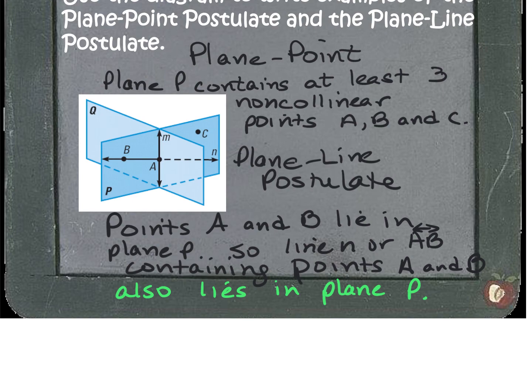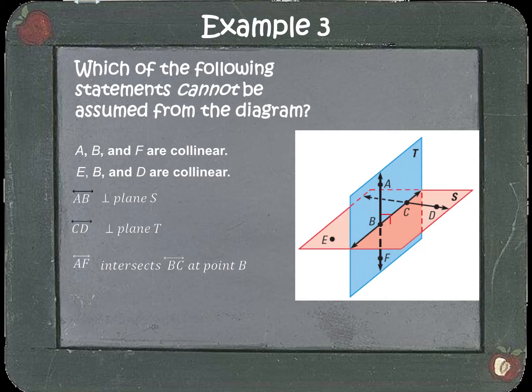All right, let's keep going. Next one says, which of the following statements cannot be assumed from the diagram? So for this one, it says, the first statement, A, B, and F are collinear. Well, A, B, and F are right here. Yes, they are all on the same line. So yes, this one can be assumed. The next one though, E, B, and D, well, E, B, and D are here. I can't draw in the line myself, so this one is no. You cannot assume that they're collinear without the line being drawn in the picture.